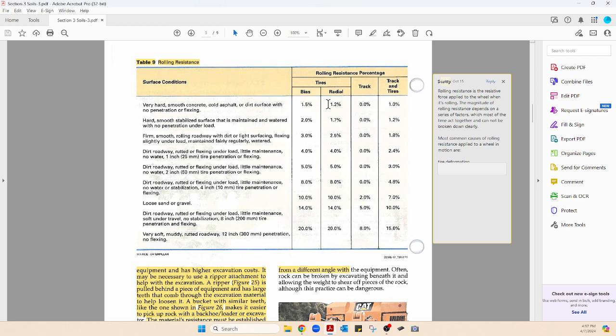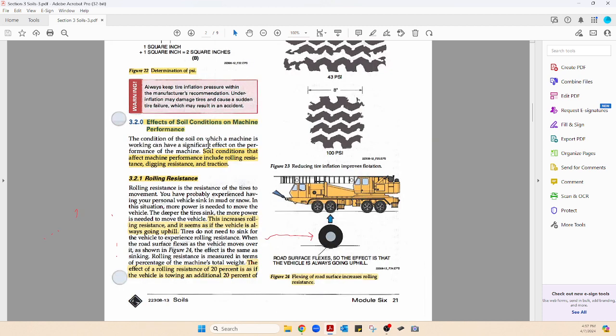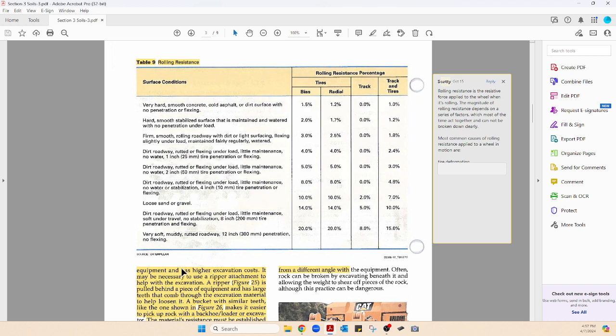It's a little hard to explain, but let's see, if you go 20% of equipment and has higher excavation cost, it may, no, this is talking about the dirt digging. We're kind of having to find our way here. But let's stick with this rolling resistance.